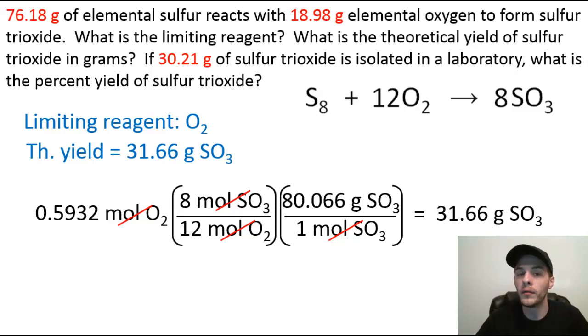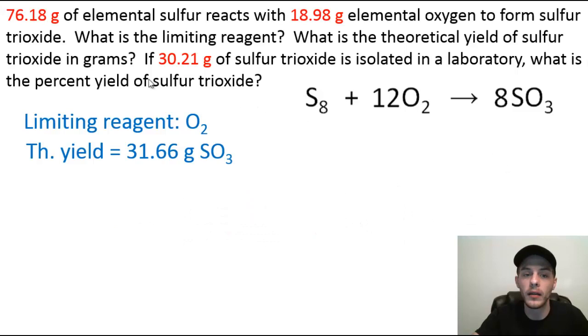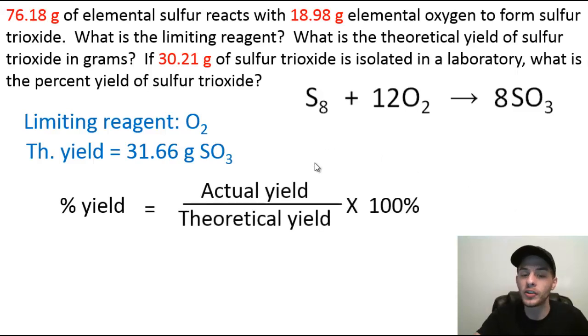So there's only one last step that we have to do, and that is to calculate the percent yield of this reaction. And the problem actually gave us a yield to work with. The problem tells us, again, that if 30.21 grams of sulfur trioxide is isolated, then what is the percent yield? So remember, to calculate the percent yield, the formula is very straightforward. It's simply the actual yield, which is given by the problem, divided by the theoretical yield, and then times 100%. So all I'm going to do is plug in the values for the actual yield and the theoretical yield into this formula, and that's going to give me the percent yield.